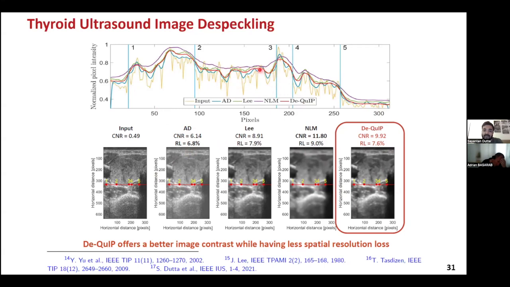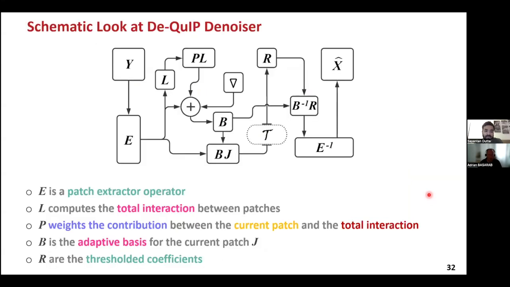Here you can see that the gradient of this red line is much higher compared to the non-local mean. So it shows that the resolution loss is much lower in our proposed case, while getting a better spatial contrast. So you can see that our method also works quite well for real medical imaging application for ultrasound images. And so this is the schematic diagram that I proposed of our DeQuib algorithm. So I just wanted to highlight again.